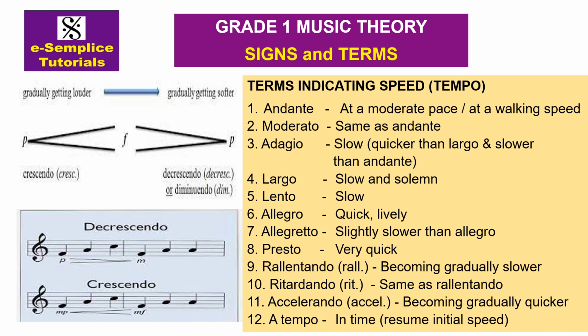Rallentando, abbreviated rall, means becoming gradually slower. Ritardando is abbreviated rit. It has the same meaning as rallentando, that is becoming gradually slower. Then we have accelerando, abbreviated accel. It means becoming gradually quicker or becoming gradually faster. Then we have a tempo. A tempo simply means in time, that is resume the initial speed.